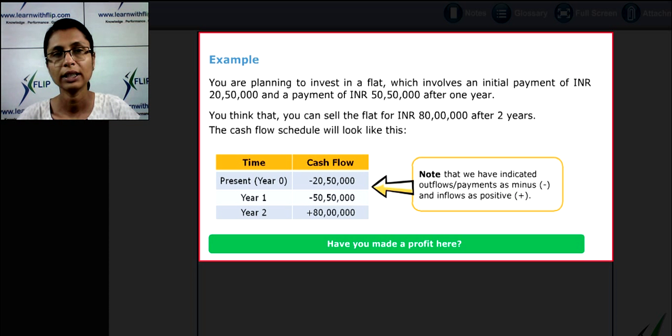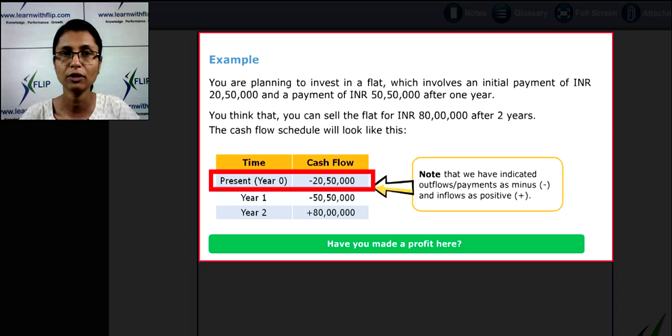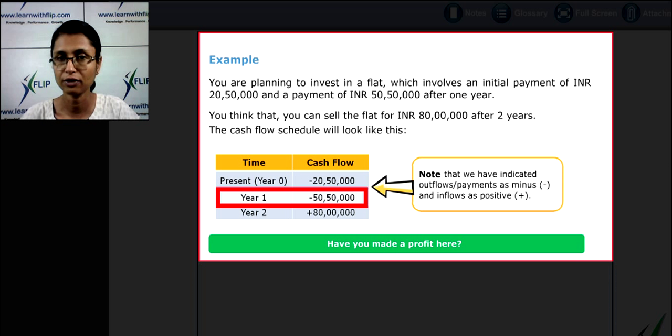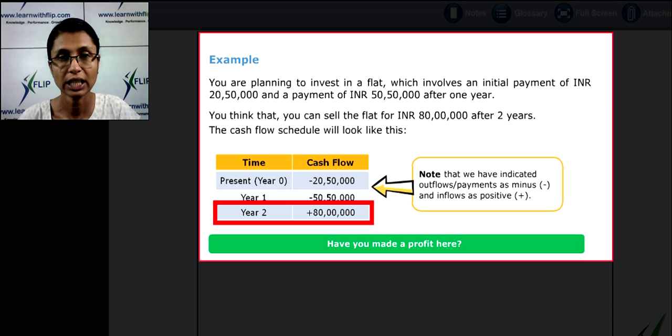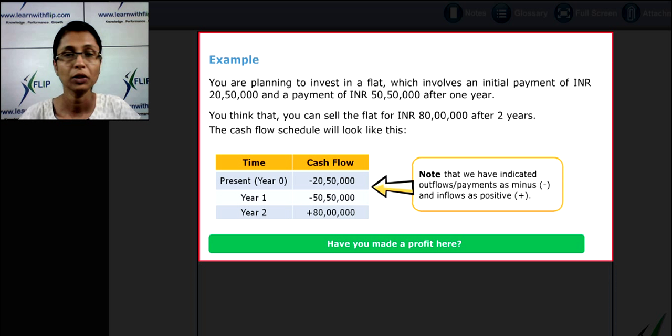Right, so the example is that you're planning to invest in a flat where you have to pay upfront 20 lakh and 50,000, and after 1 year 50 lakh and 50,000. After 2 years you're able to sell the flat and you get 80 lakhs. On the face of it, what does it look like? Hey, I'm paying out 71 lakhs and I'm getting back 80 lakhs, a profit.